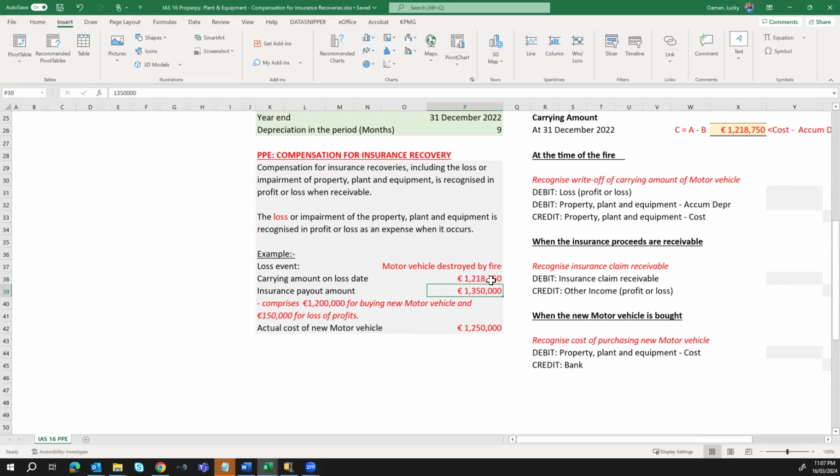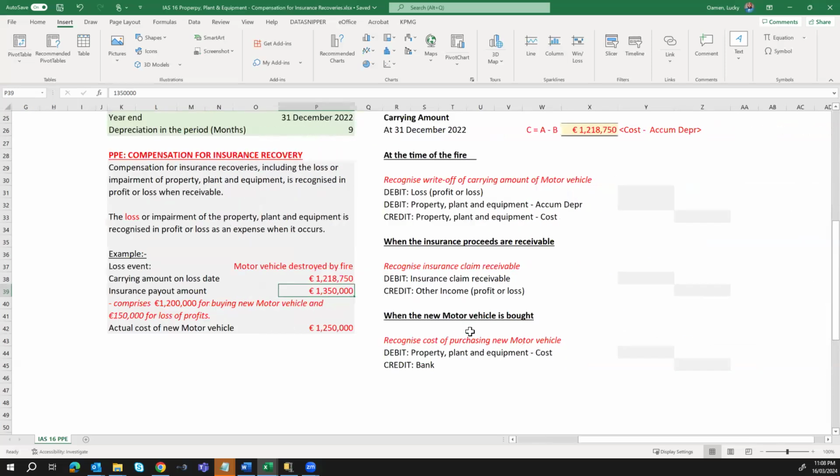The carrying amount again, 1.2 million. The amount we receive from the insurance company for the loss event that has happened, that is the motor vehicle got destroyed by fire, 1.350 million. Then the cost to buy a new vehicle is 1.250 million. So how do we pass accounting entries for this? So at the point where there is the fire incident, we need to first of all write off the carrying amount of the motor vehicle.